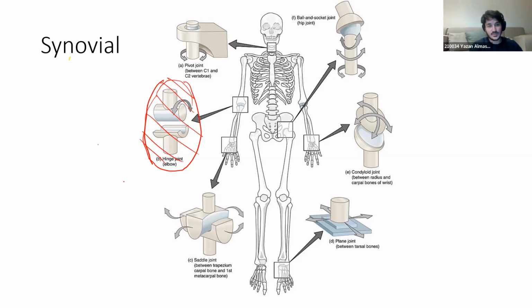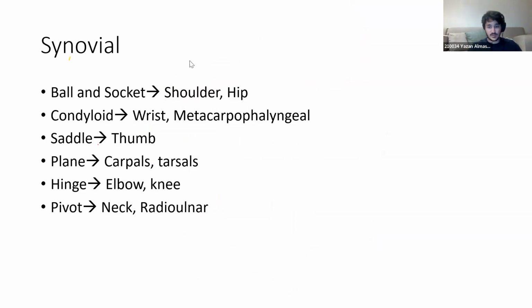Tamam. So now we have different types of joints in the body for synovial joints. So we're gonna start one by one.